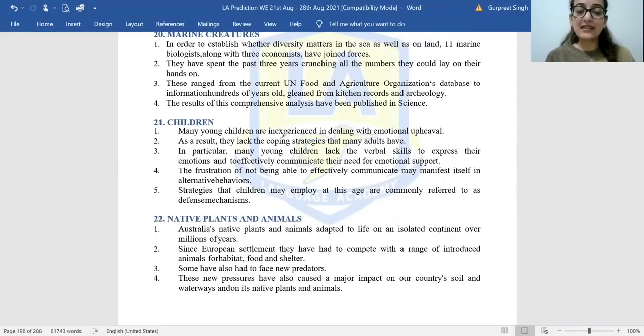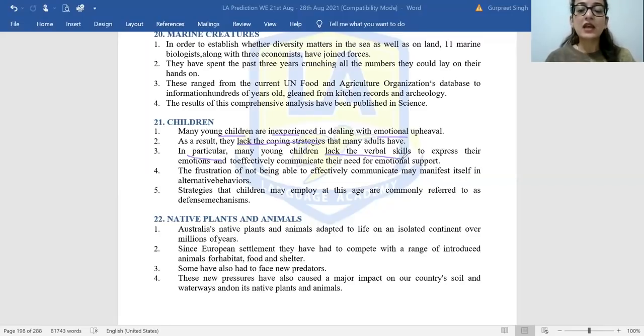Many young children are inexperienced in dealing with emotional upheaval. Elements. Children, they're inexperienced dealing with emotions. Whatever emotional upheaval means, emotions. As a result, they lack the coping strategies that many adults have. Now, the doubt can be, how can "as a result" come here? The reason is, they here say they lack the coping strategies. Then they say, in particular, they lack verbal skills.